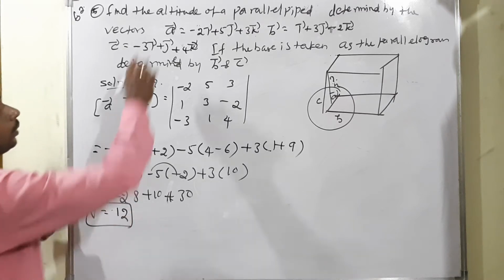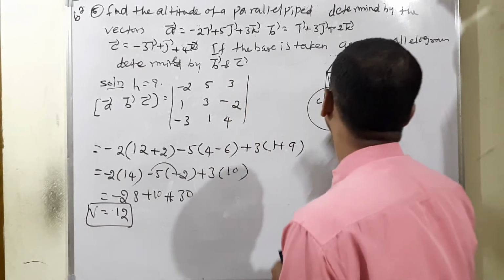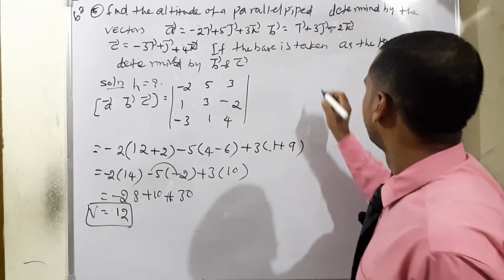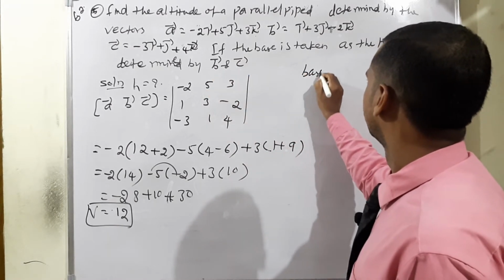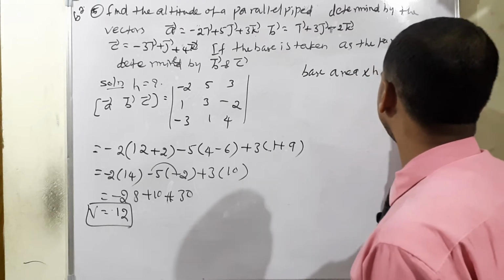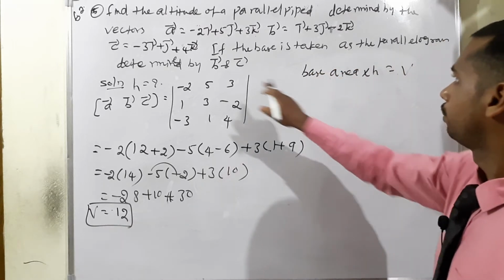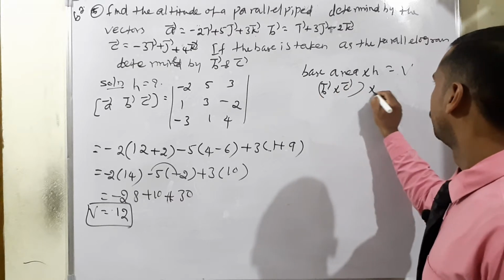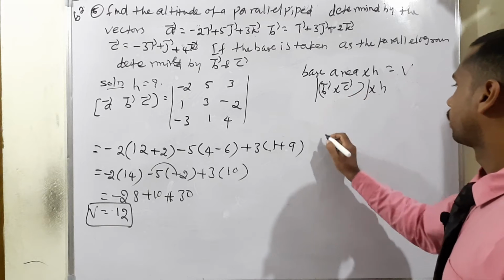We need to find the altitude. Altitude means height. The formula: base area into height is equal to the volume. The volume we already found is equal to 12. Base area means, by the given condition, we apply the modulus of B vector cross C vector, into the height. First we need to find B vector cross C vector.